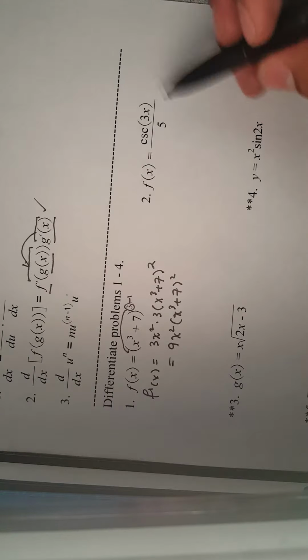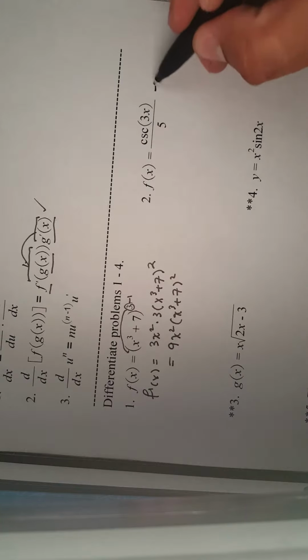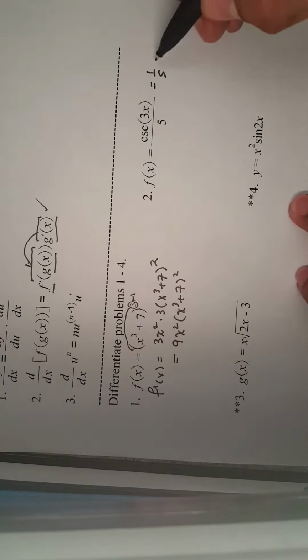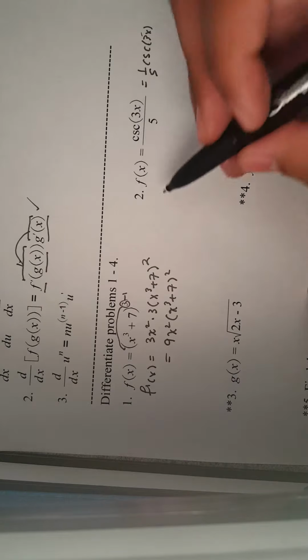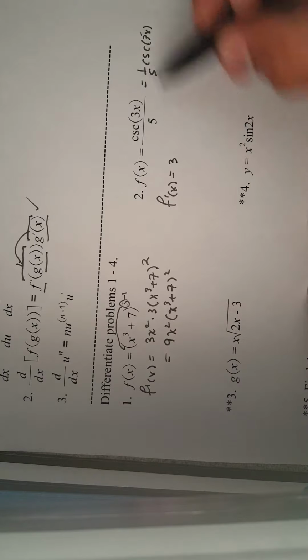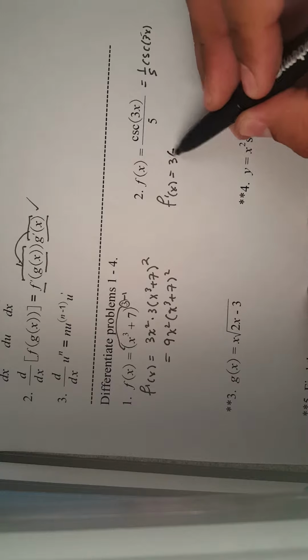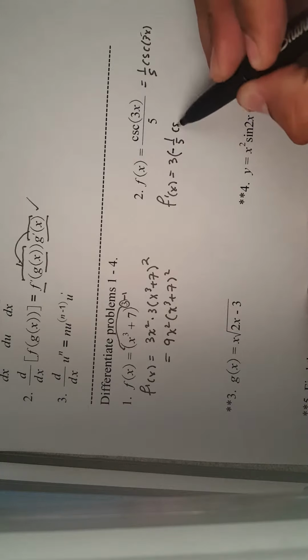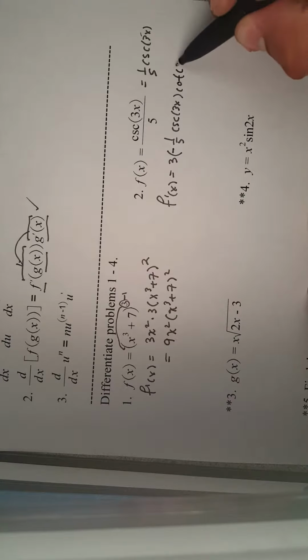Now number 2, it's a little funky because it seems like it's going to be the quotient rule, but remember this can also be written as 1/5 cosecant of 3x. So now you have your outer function of 1/5 cosecant, and your inner function is 3x. So the derivative of the inside is 3, times the derivative of the outside, so it's going to be times negative 1/5 cosecant of 3x times cotangent of 3x.